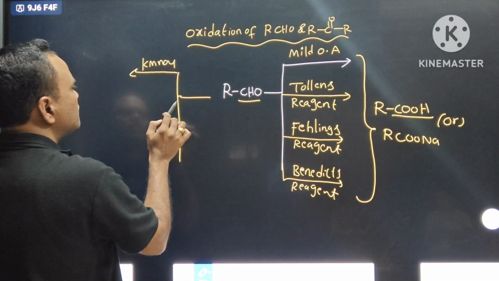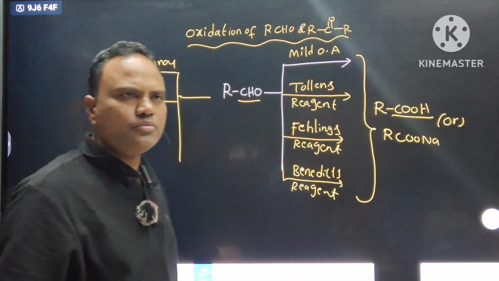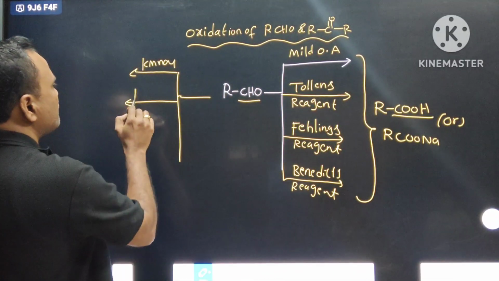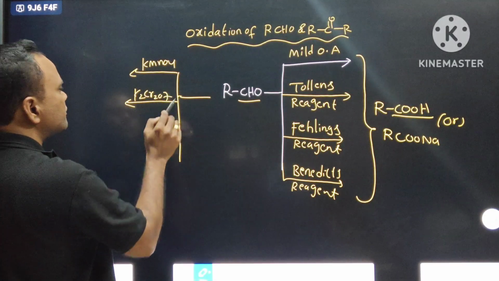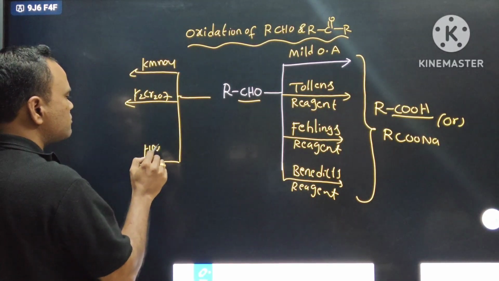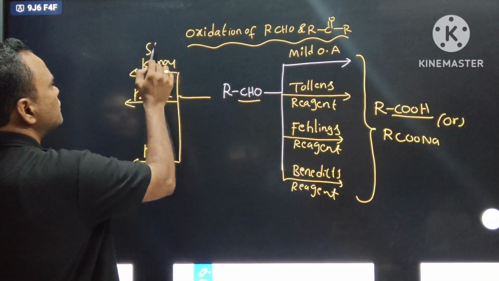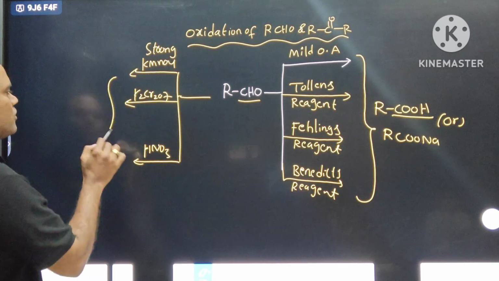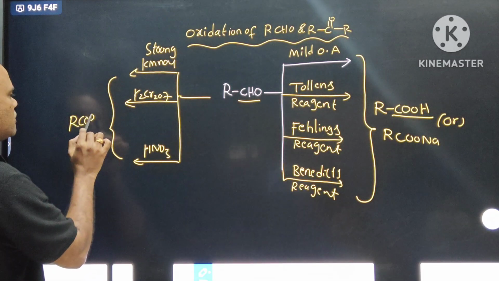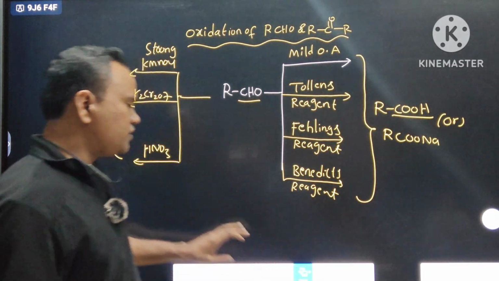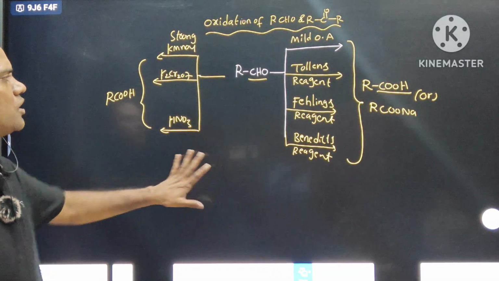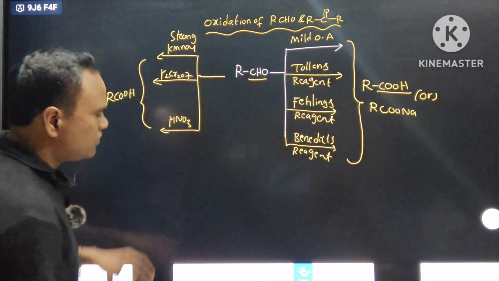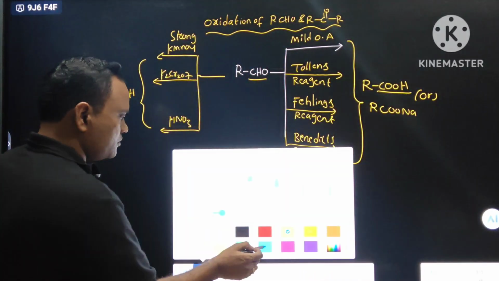KMnO4 in all the mediums, like acidic medium, neutral medium, KMnO4/H+, KMnO4/OH-, and K2Cr2O7, and even HNO3, are strong oxidizing agents. Now, there is no change in the product. Mild oxidizing agents and strong oxidizing agents both convert aldehydes to carboxylic acid. Once look at this.